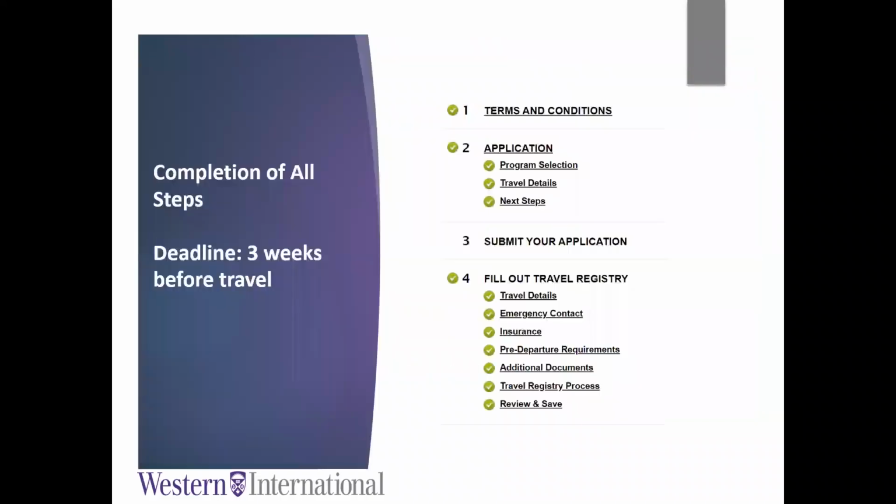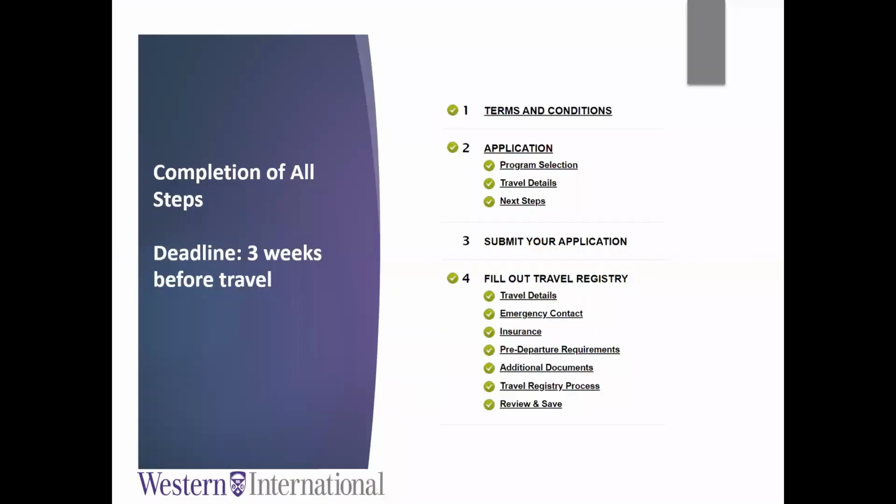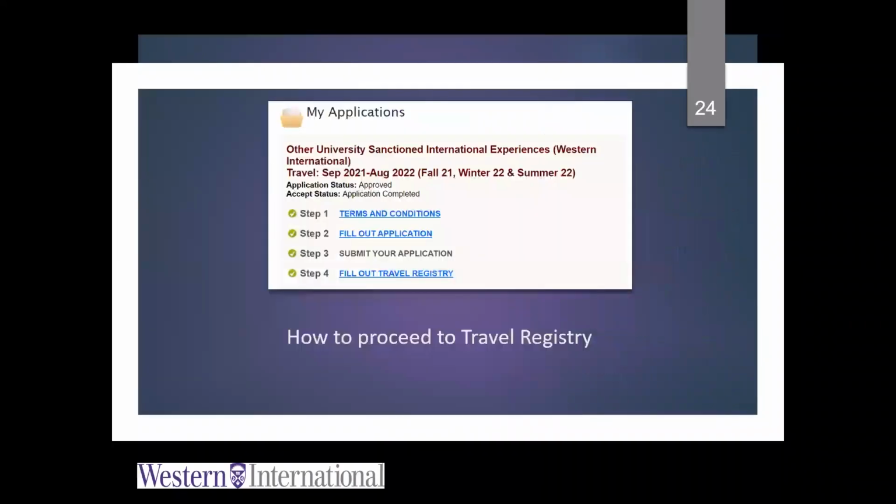So please do not click on this login to apply button twice, as that will start a brand new application. And that will confuse you and that will confuse our office as well. So only click on login to apply to start a new application for a new program. And if you want to resume your application, you need to log back through the homepage and then locate your existing application. Click on the steps to continue to fill out the form.